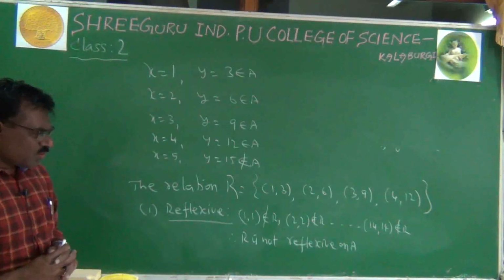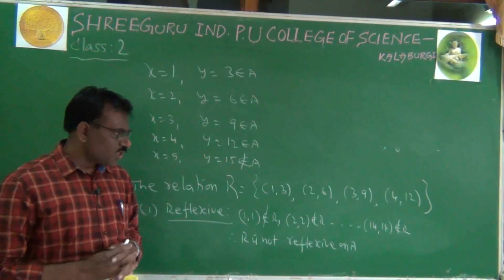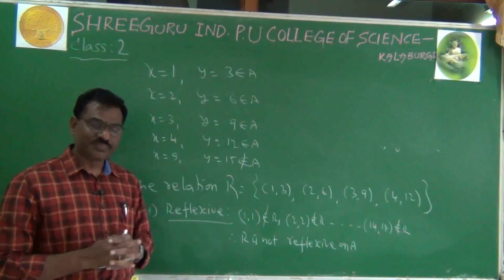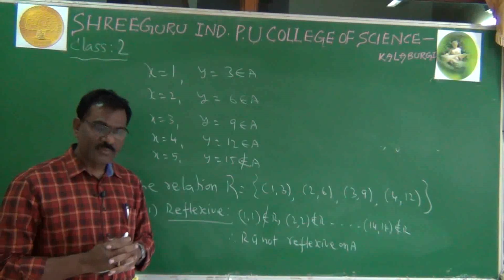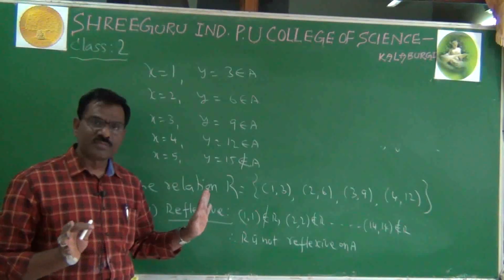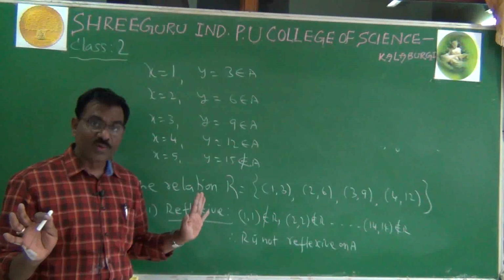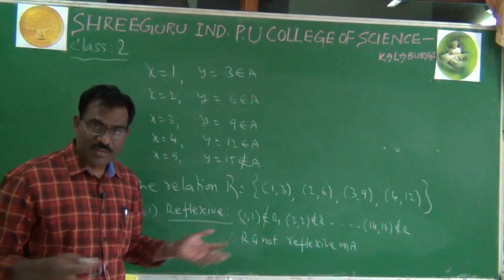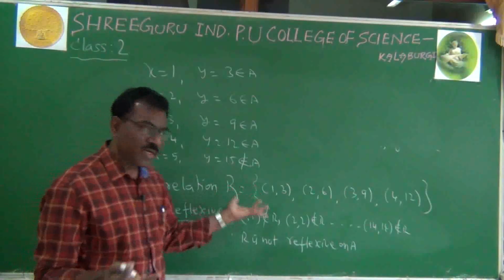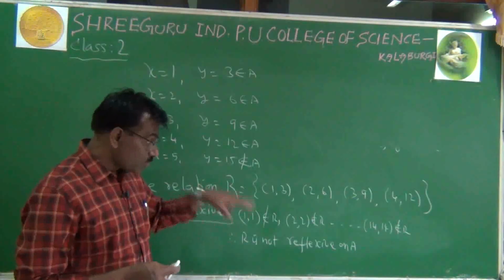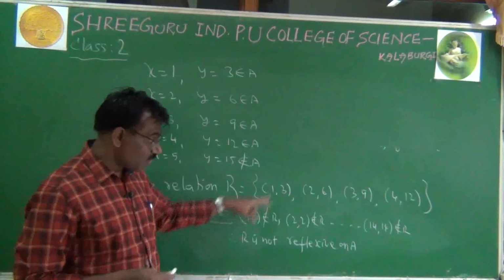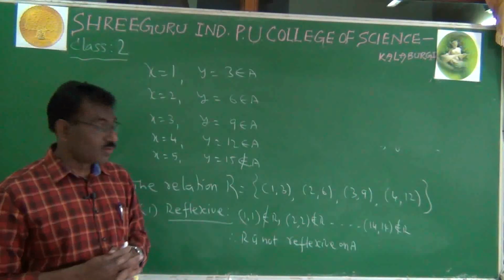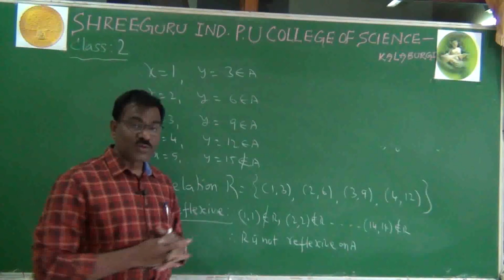1 comma 1, 2 comma 2, up to 14 comma 14 does not belong to R. Therefore, R is not reflexive. Now it is enough, 100%, no doubt, because a related itself is not there. 1 1, 2 2, 3 3, but all must be present. It is very important. 2 2 is there, but the others are not. All must belong to R. So this is not a reflexive relation.